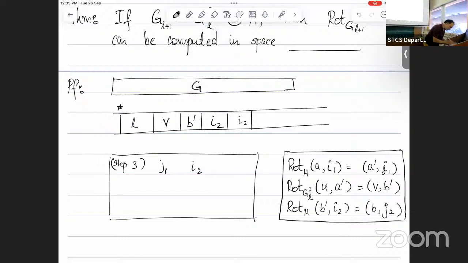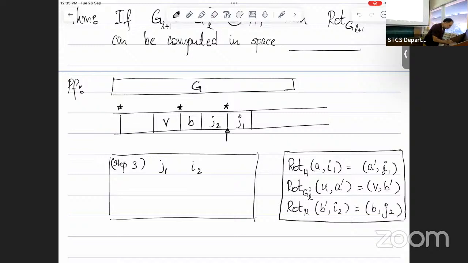And then I mark this off as star, mark this off as star, put my head here, and now run my algorithm for the rotation map for H. At that point, this B prime will get changed to a B. Maybe this will get changed to a J2. This is what will happen at the end of that. And then I just copy whatever this J1 was back to here. This is like the final step.